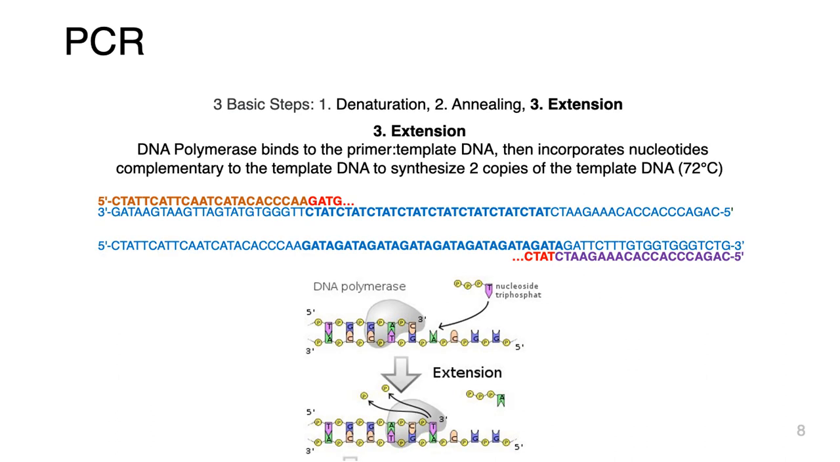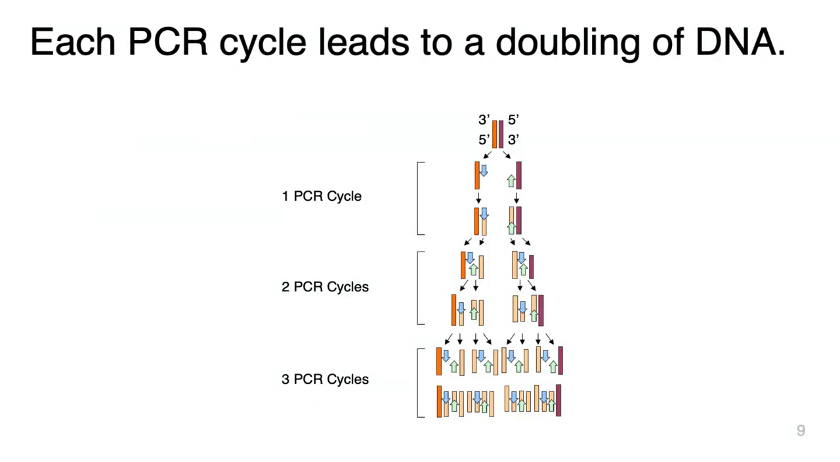The third and final step in PCR is extension. DNA polymerase binds to the primer template DNA, and then incorporates new nucleotides that are complementary to the template DNA, and this will synthesize two copies of the template DNA. This is typically done at 72 degrees, which is optimal for the extension by the DNA polymerases. Here we see that each PCR cycle leads to a doubling of DNA. The template DNA is exponentially amplified over a series of several PCR cycles.